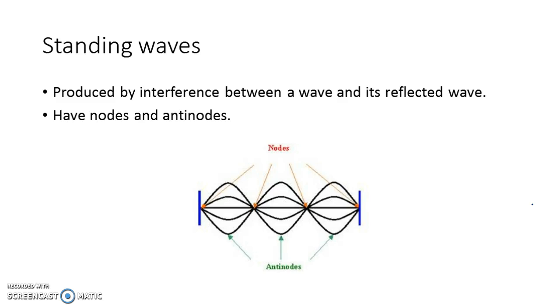All right, so standing waves. Standing waves happen when there's an interference between a wave and its reflected wave. And standing waves have nodes and antinodes. Remember, nodes means there's no wave, so that would be here where they're all crossing. And antinodes would be any part here along the wave that it's not crossing another one.